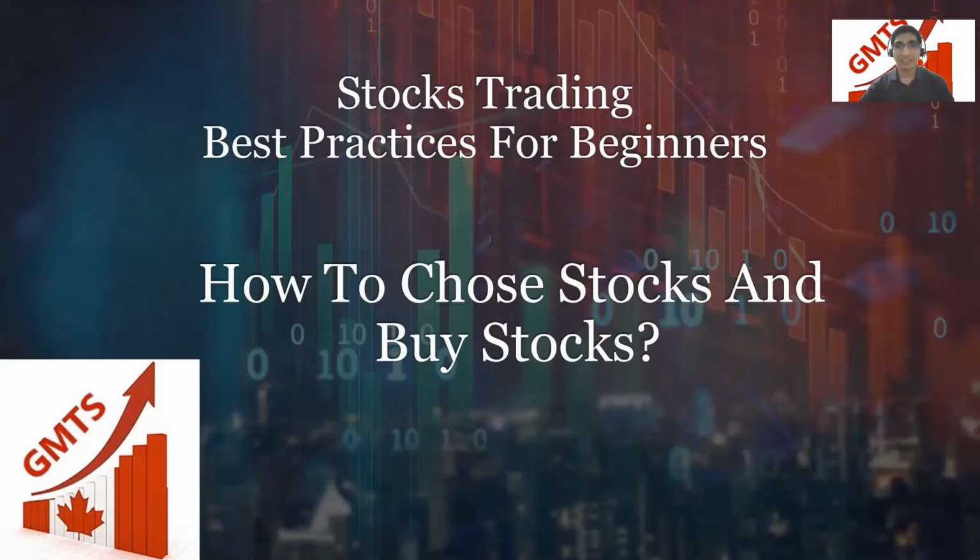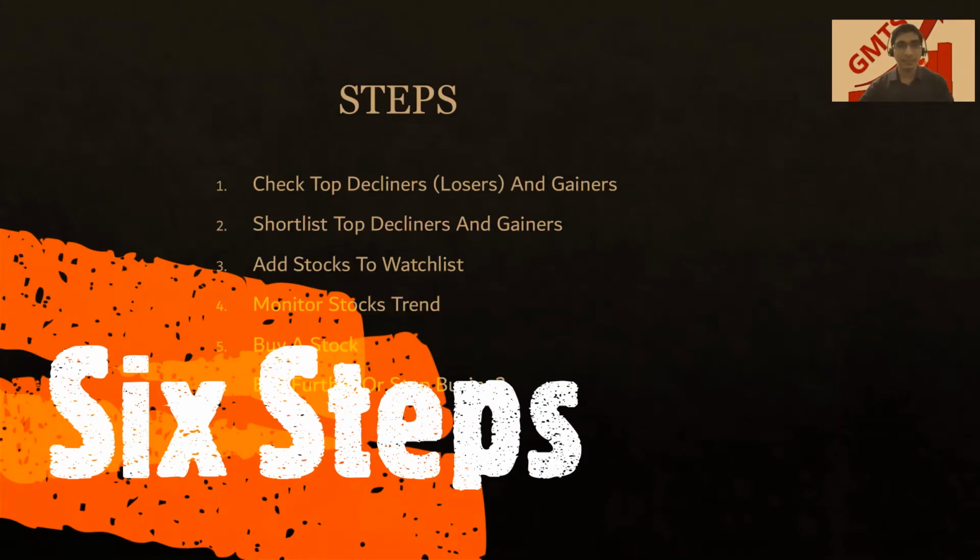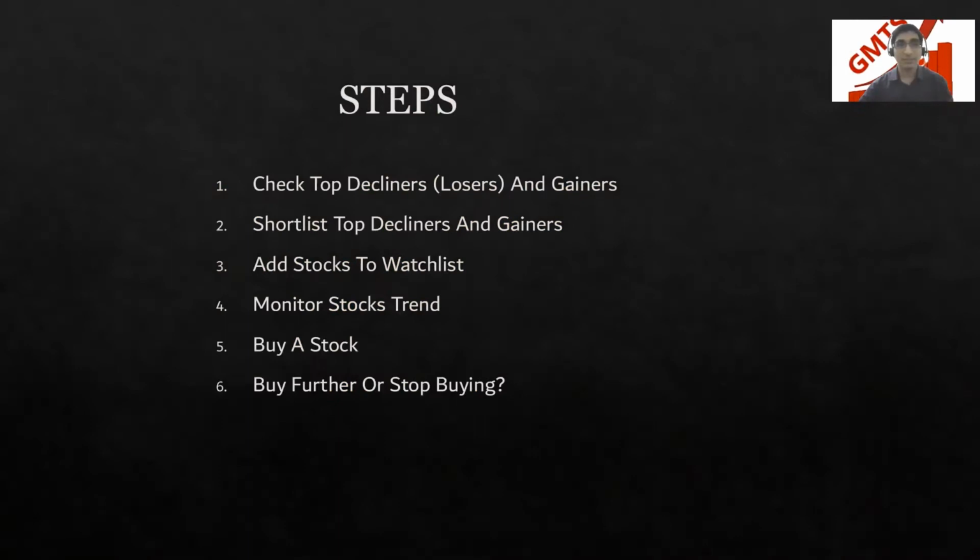In this video, I'll be sharing how to choose stocks and buy in 6 simple steps for beginners. These 6 steps are: number 1, check top decliners or losers and gainers. Number 2, shortlist top decliners and gainers. Number 3, add stocks to watch list. Number 4, monitor stock trends. Number 5, buy a stock. And number 6, decide whether to buy further or stop buying.